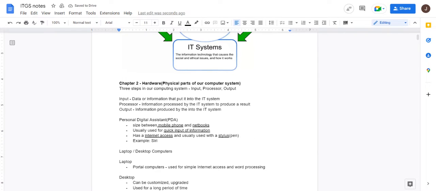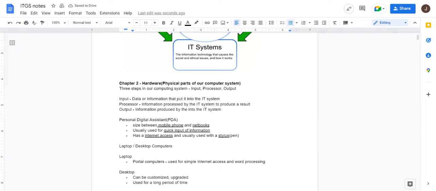Now let's talk about some other things. Personal digital assistant. Personal digital assistant was quite normal like 20 years ago, right? But it's just not that popular now. I haven't seen a personal digital assistant for many years. Okay, let's first tell you what this is. It is an IT system, that's definitely correct. It is an IT system with a size between a mobile phone and a netbook. So it's basically a size between phone and computers.